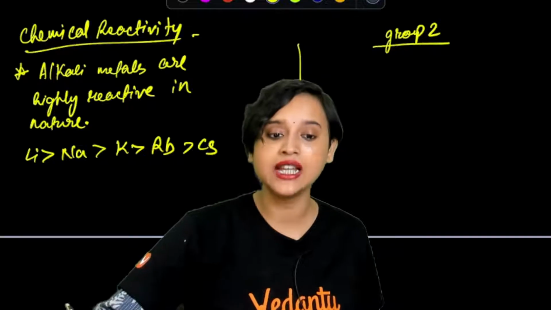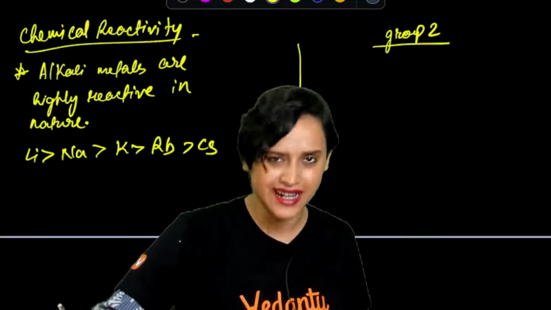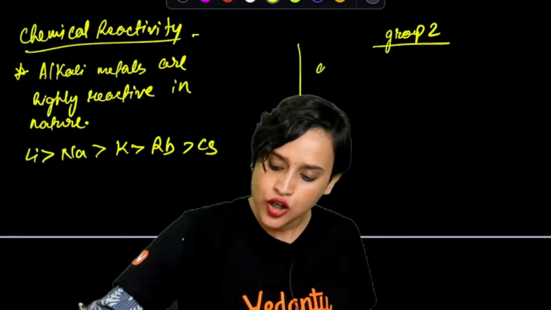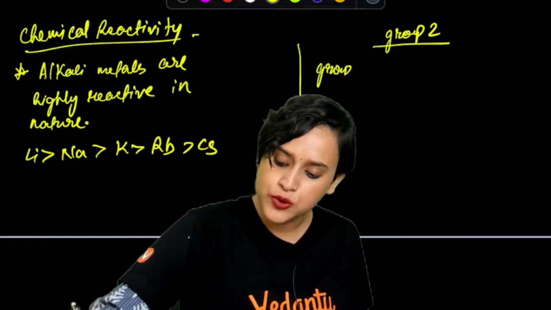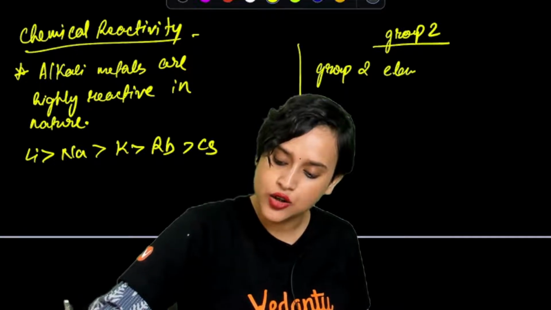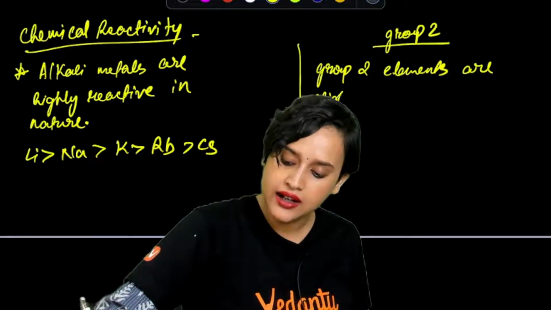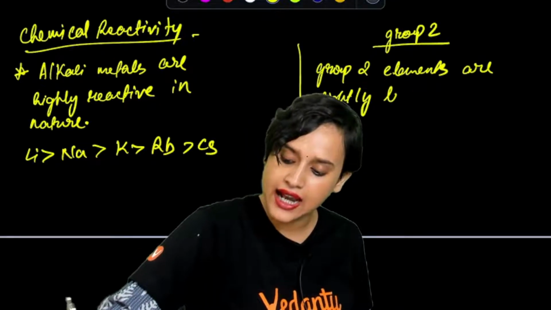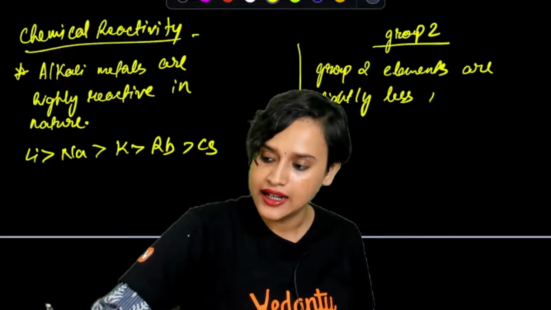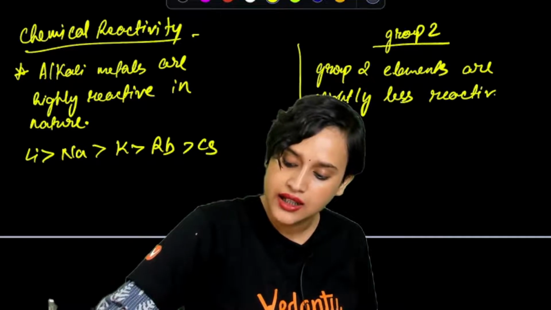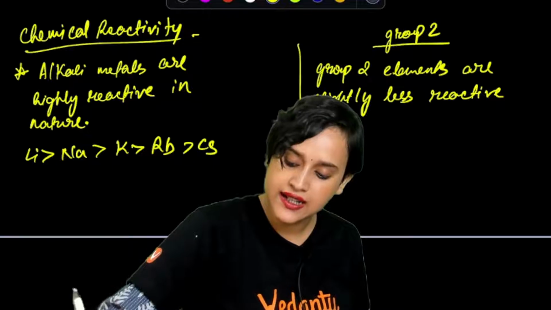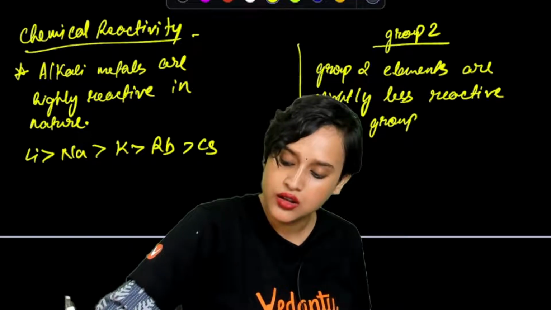Chalo guys, group 2 now. Group 2, what do we have? The alkaline earth metals. They're slightly less reactive than group 1. Group 2 elements are slightly less reactive than group 1.